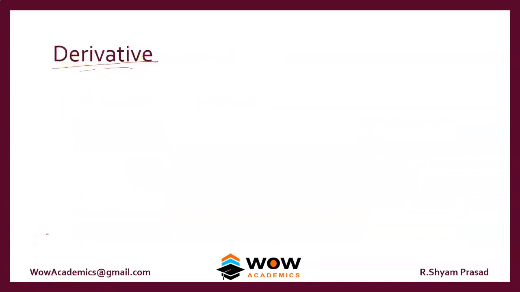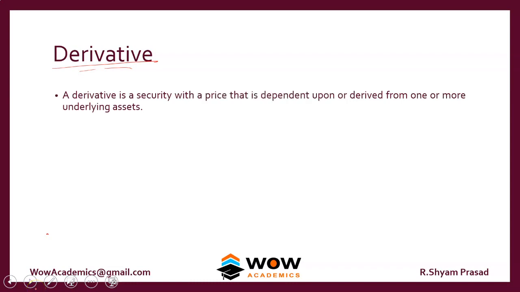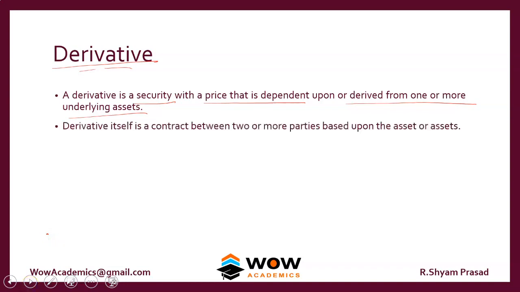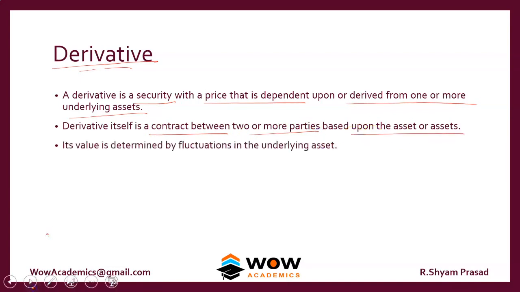It's called the derivative market. A derivative is a security with a price that is dependent upon or derived from one or more underlying assets. So a derivative is not an asset, it is only a contract. The value of the derivative depends upon the value of the underlying asset. A derivative itself is a contract between two or more parties based upon the asset or assets. Its value is determined by fluctuation in the underlying asset.